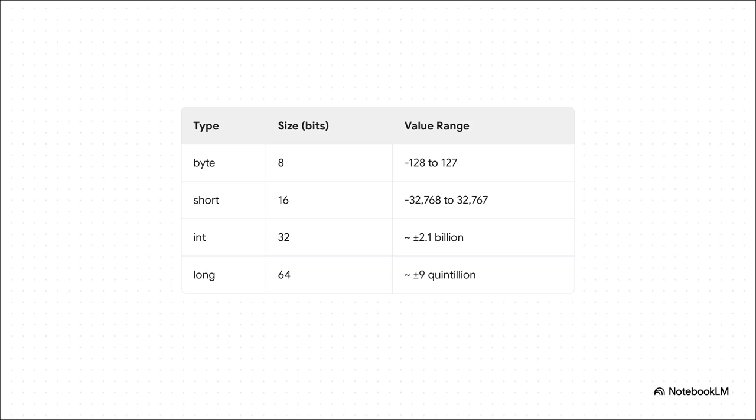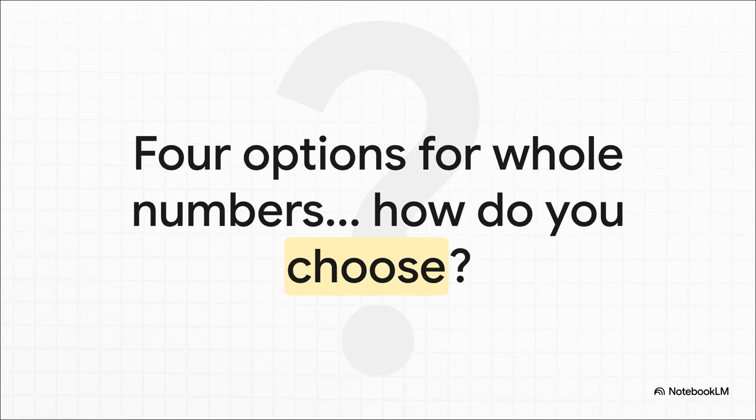Short gives you a little more breathing room, but honestly, the go-to for most everyday tasks is int, which can handle numbers all the way up to about 2.1 billion. And then, for those absolutely massive values, you've got long, which goes up to, well, around 9 quintillion. You see the pattern, right? As the size in bits doubles, the range of numbers it can hold just explodes. And that brings us to a really important point.